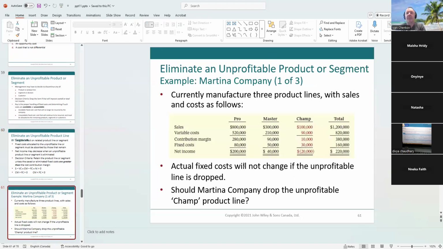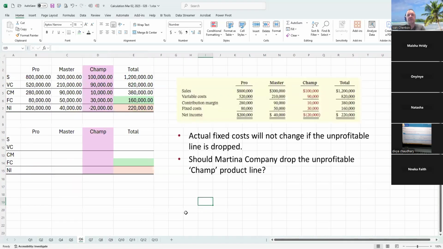This is our example. We're going to have those three divisions, three product lines, and we have to decide, shall we eliminate the one that's losing money or not? Again, don't forget, if we see improvement in the total profit, total income, yes, we're eliminating this. But if the total income goes down to what it is right now, no elimination. Let's go to the Excel spreadsheet and see how that goes. That will be question 6. Let's move to question 6.